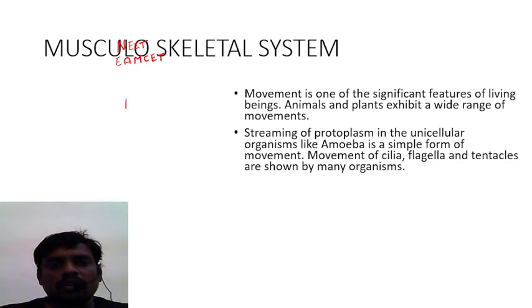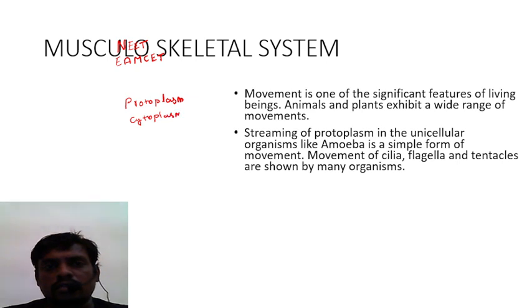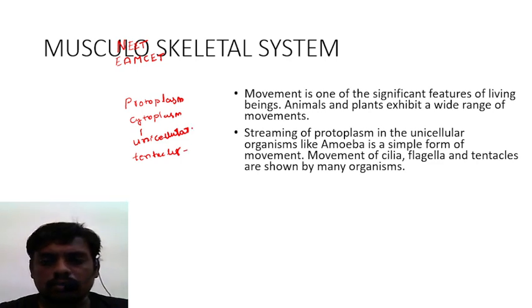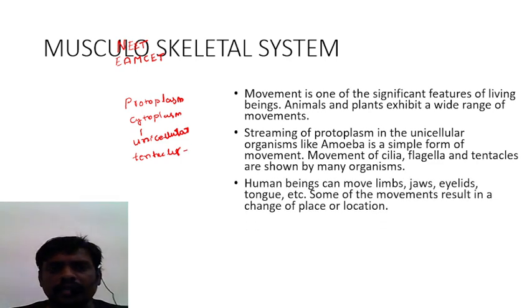Some organisms show protoplasm in their body, which means cytoplasm and cell organelles like the nucleus together are called protoplasm. Especially, protoplasm is present in unicellular organisms. Movement of cilia, flagella and tentacles are the various structures that help in the process of movement in unicellular organisms.